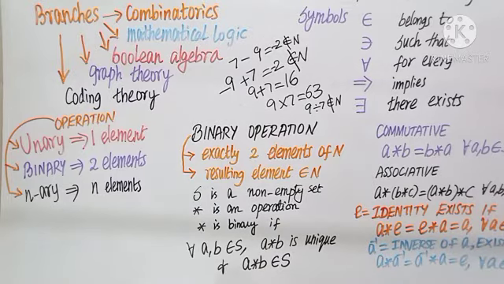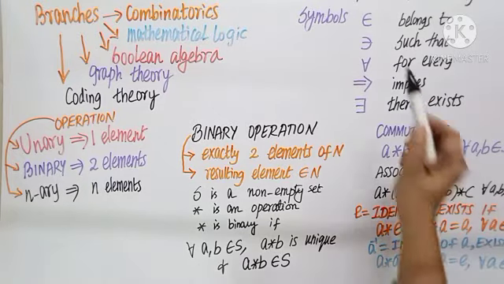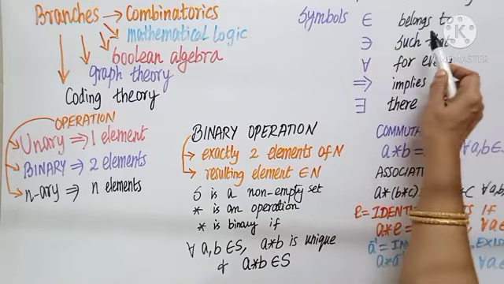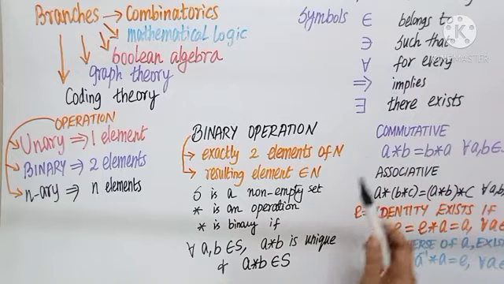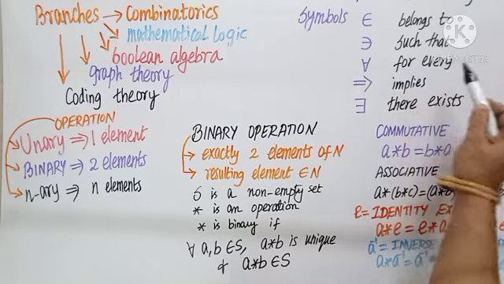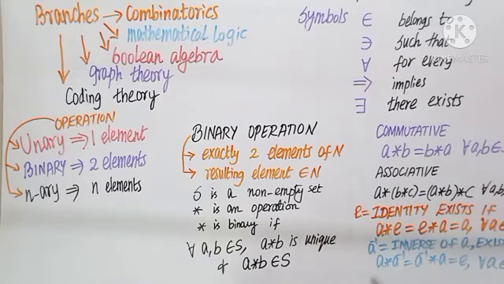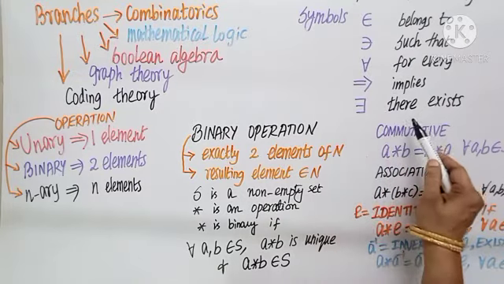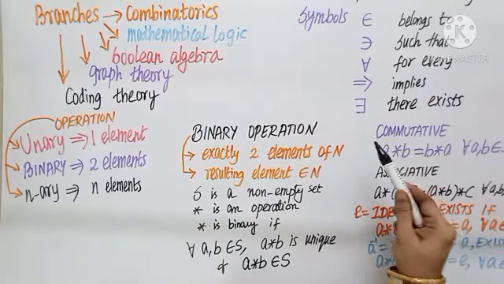Let us see some of the symbols that we use in discrete mathematics. This symbol we read as belongs to. Same thing if I invert and write, I call such that. And this symbol like V or upside down A, I can say for every. This symbol already you are familiar with, implies. And this symbol, reverse E, I will say there exists. So in discrete mathematics, when we need to write a lot, we use symbols to reduce our wording.